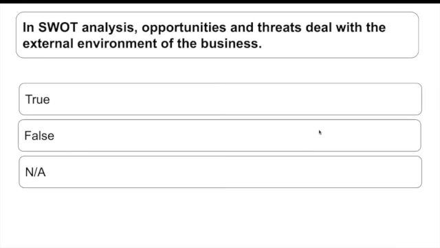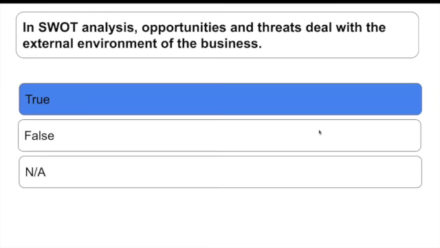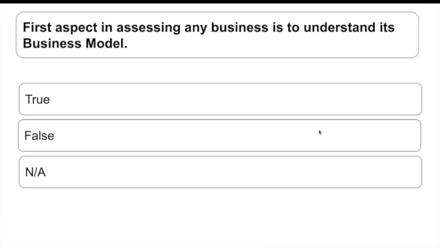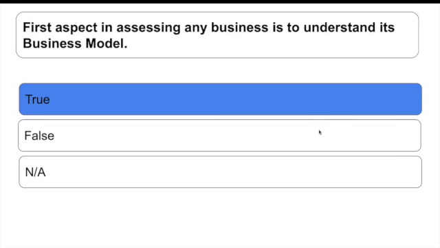In SWOT analysis, opportunities and threats deal with the external environment of the business. True or false? The correct answer is true. The first aspect in assessing any business is to understand its business model. State whether true or false. The correct answer is true.